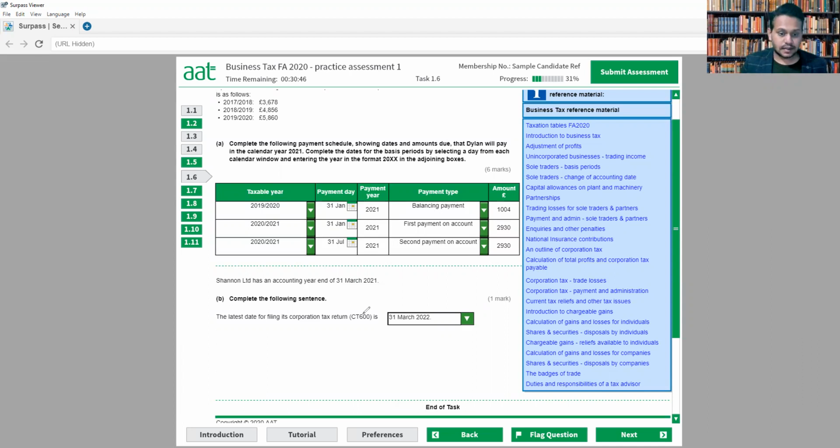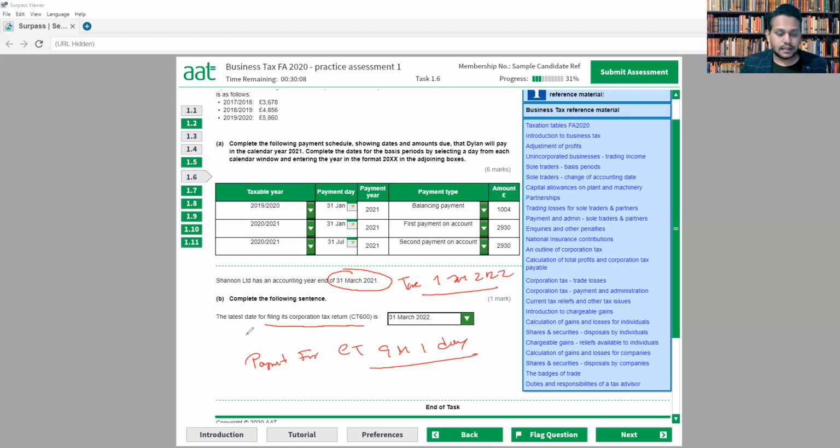But remember, this is the filing date. This is the filing date for the corporation tax return, but not for the payment of corporation tax. So payment for corporation tax is 9 months and 1 day. So they have to pay the tax by 9 months and 1 day. So if the year ended 31st of March 2021, they have to pay the tax. Tax has to be paid by 1st of January 2022, isn't it? 9 months and 1 day.